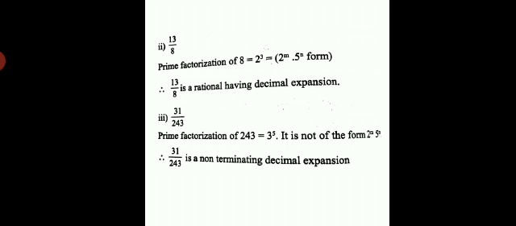Next, 31 upon 243. The prime factorization of 243 is equal to 3 raised to 5. It is not of the form 2 raised to m into 5 raised to n. Why? Because the base is 3 here. The base must be either 2 or 5, but here it is 3. Hence, the number has a non-terminating decimal expansion.